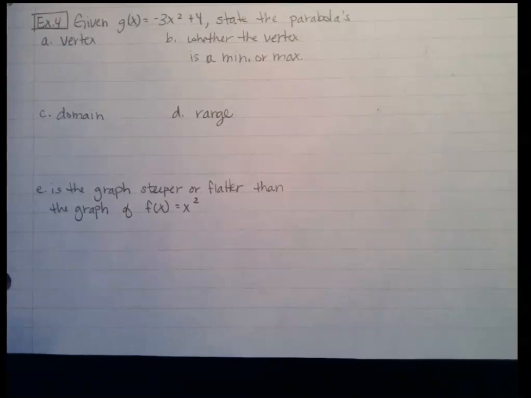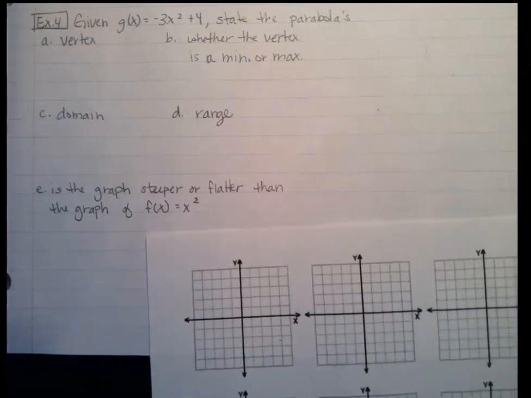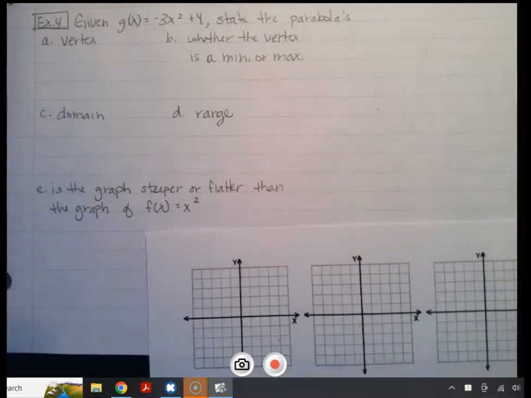Because the -3x squared means that it's going to go face down. So you see some things. So then it's going to be a max. Okay. Plus 4 means that the y-intercept is going to be 4 higher. Yeah, so it's going to be positive 4. So you can do it. You just have to look.